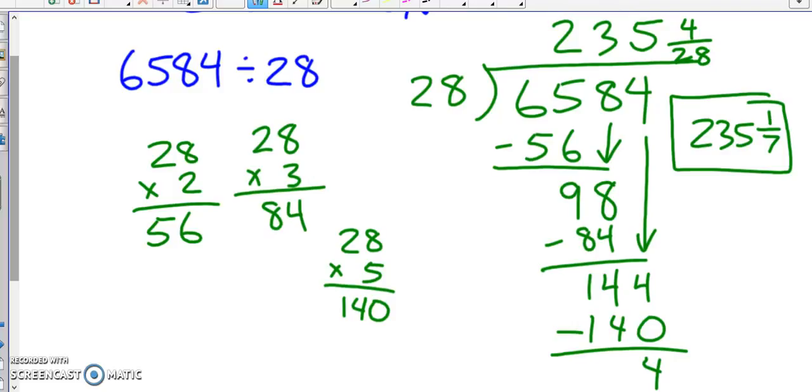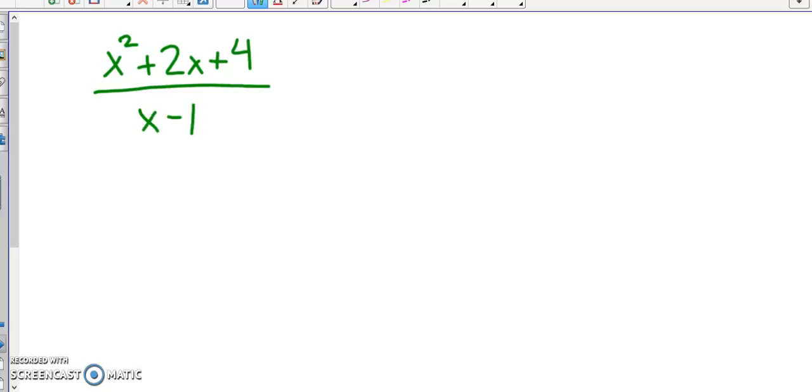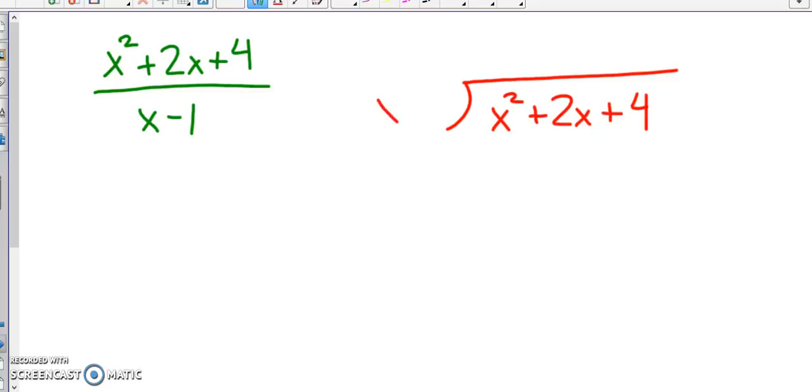So now let's understand the connection between what we just did and division of polynomials, because it's the same sort of procedure. So let's say I've got x squared plus 2x plus 4, and I want to divide that by x minus 1. So I'm going to put my x squared plus 2x plus 4 there, and x minus 1 there.